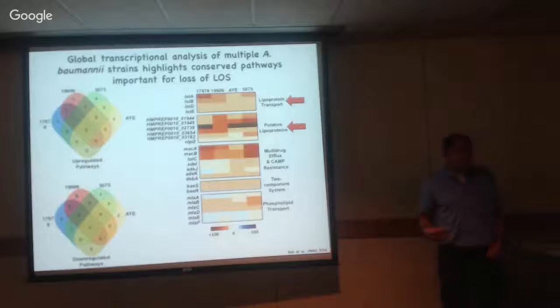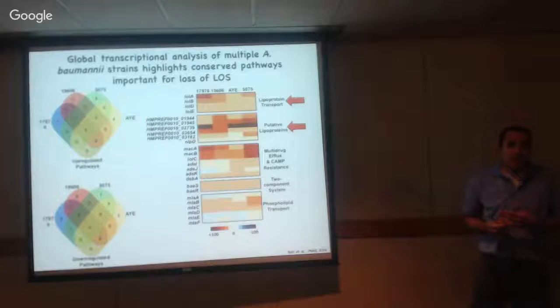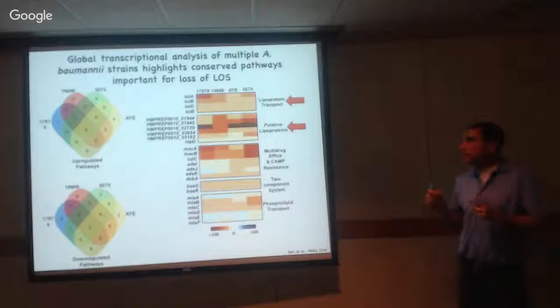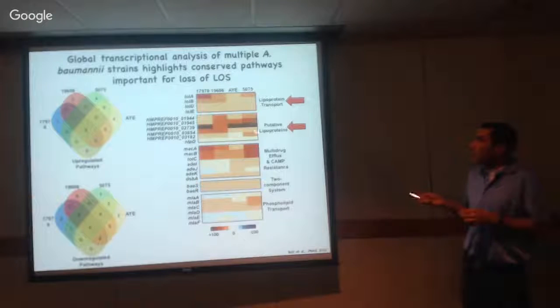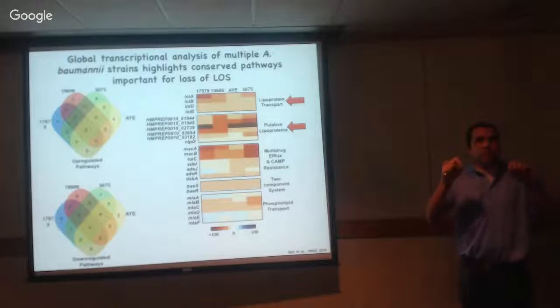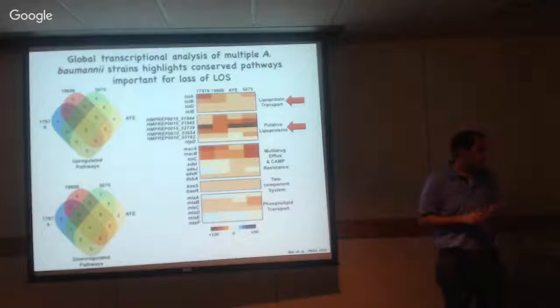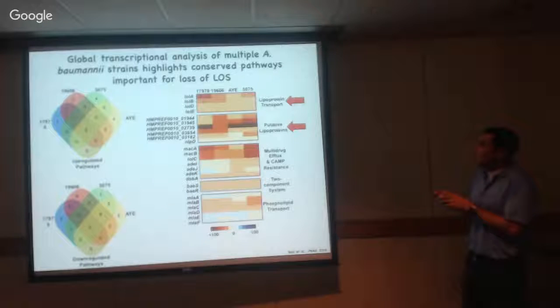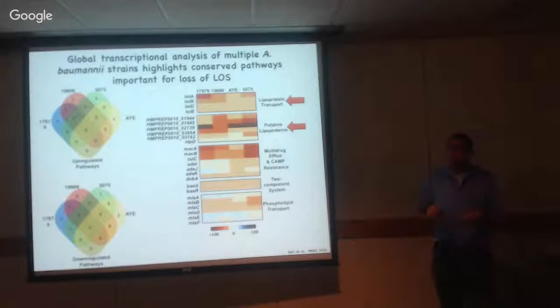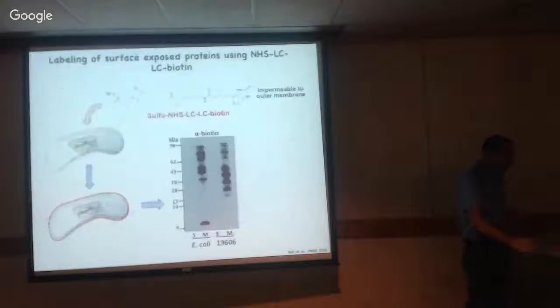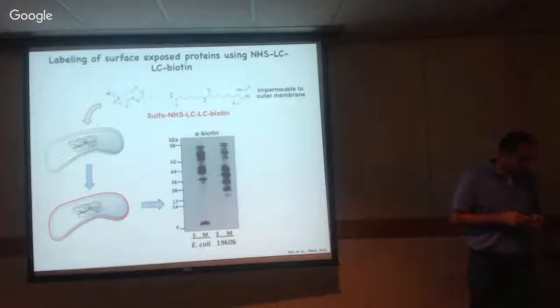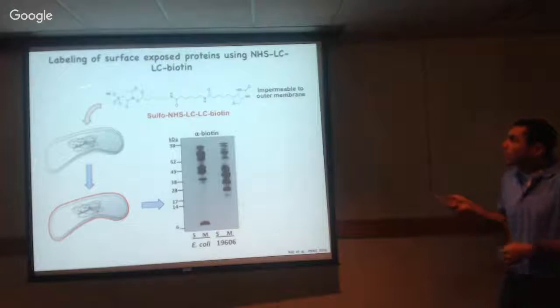So this really suggested that maybe in the absence of these cells producing LOS, these lipoproteins are somehow being redirected onto the surface of the cell to permit these cells to survive without LOS. And so what we wanted to see was, are these putative lipoproteins actually found on the surface of these bacterial cells? To really answer this question, we use this molecule right here.